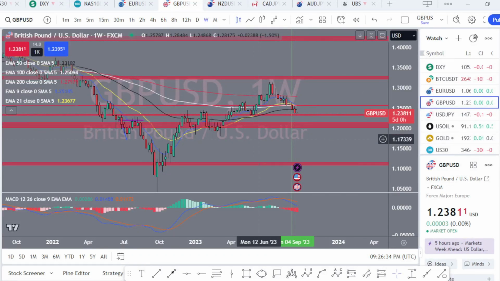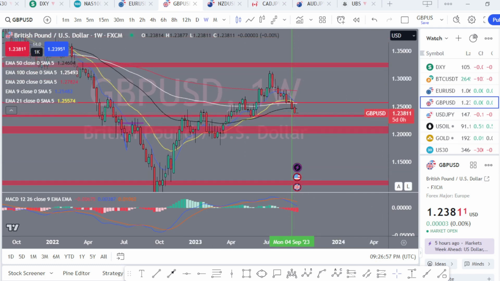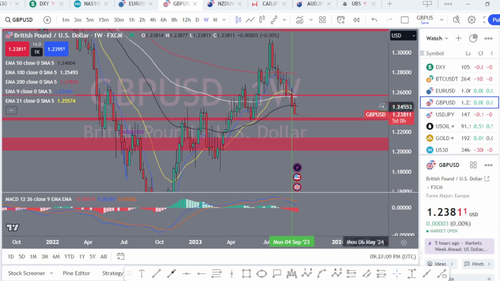This is one of the analyses for the GBP/USD currency pair. This is for the British pound versus the US dollar analysis for the second and third week of September. As we can see, this is the weekly time frame we are in. You're looking at it right now.